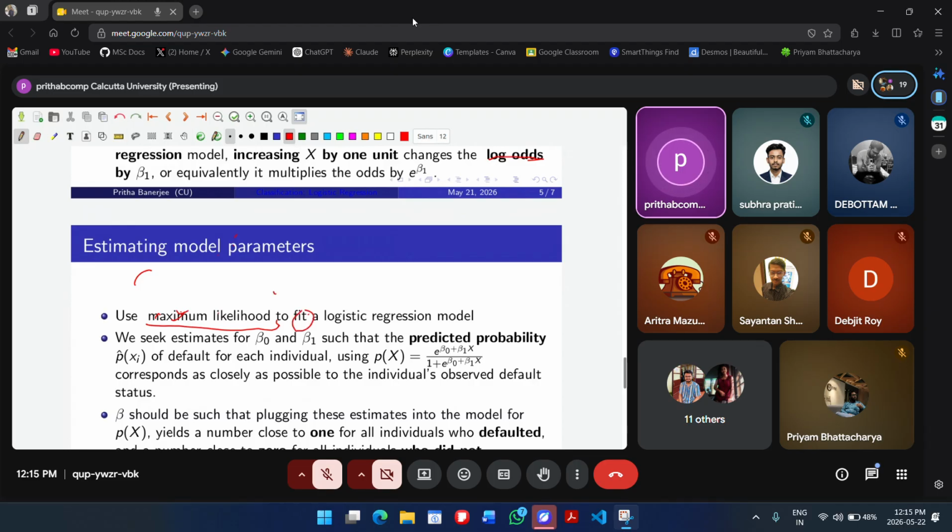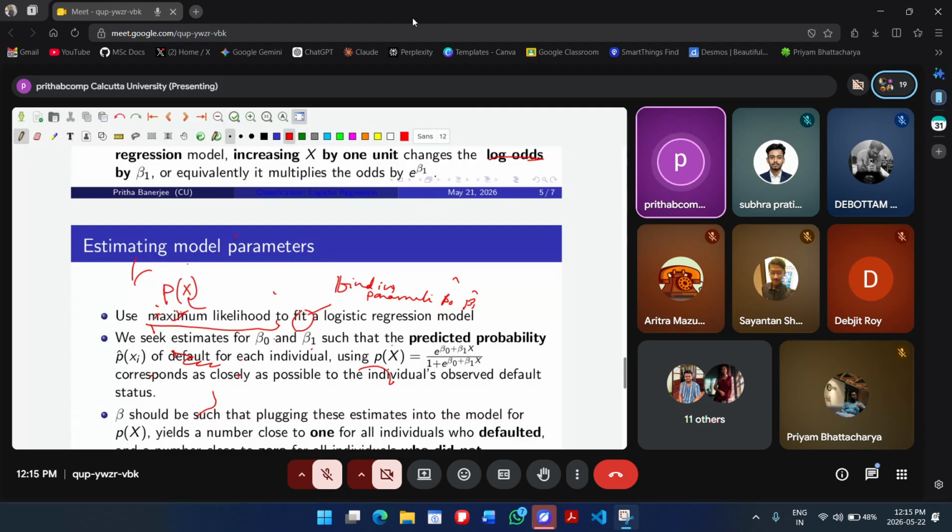Whenever I say fitting, it basically means finding parameters, beta 0, beta 1. Best fit we want. So we seek estimates for beta 0 and beta 1 such that the predicted probability p cap xi of default for each individual. When I say default, we say first we have the probability of x.